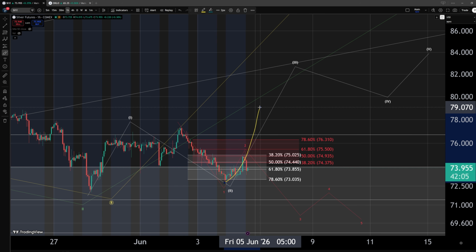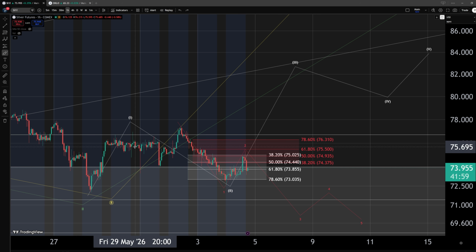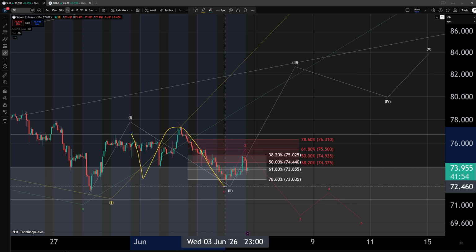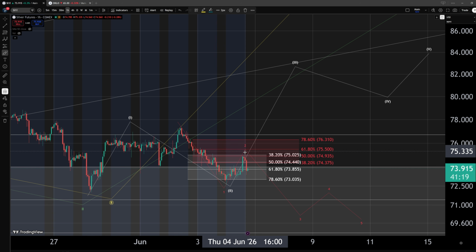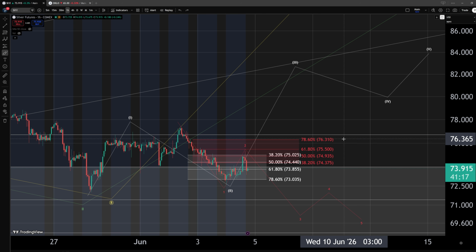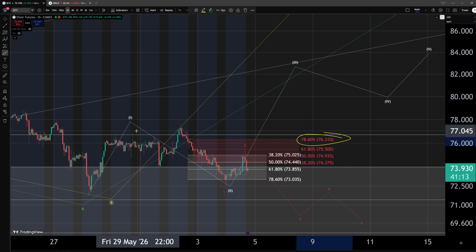I do not necessarily have a strong preference for the red interpretation because this would fit very well into something like an A, B, C pattern. But at this point, I cannot have the same high confidence that this structure will ultimately work out. And I need to be waiting for the evidence, and the only evidence that I can now trust based on the structure that has formed is to actually get a sustained break above the 78.6% retracement, above $76.3.